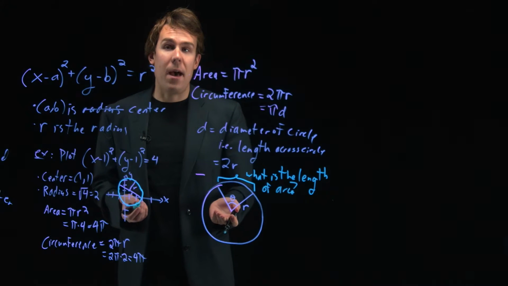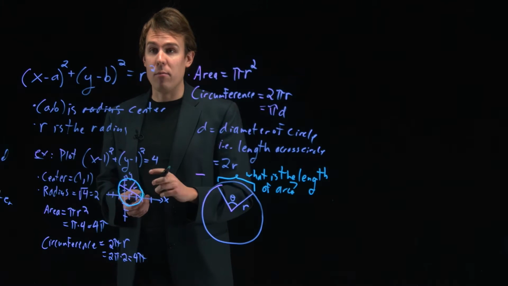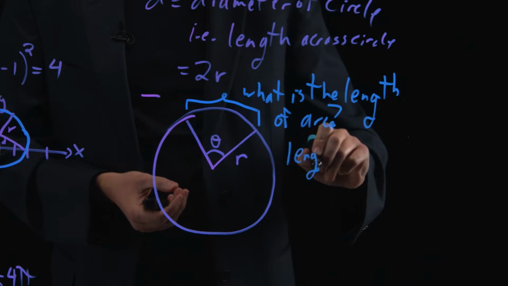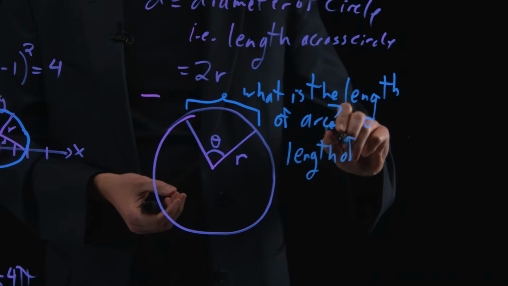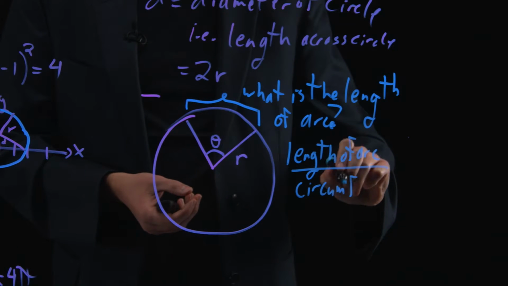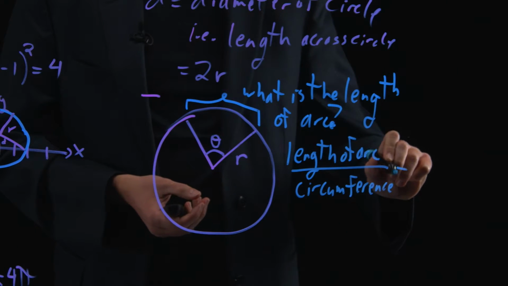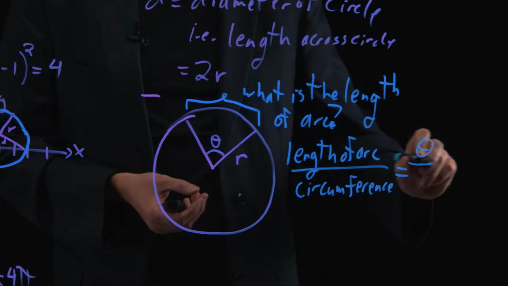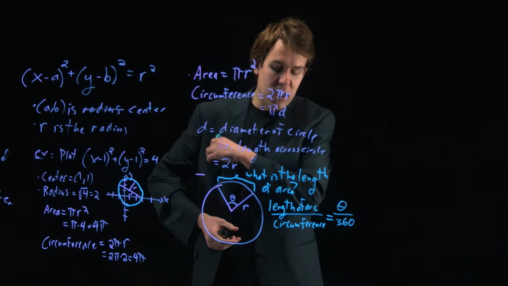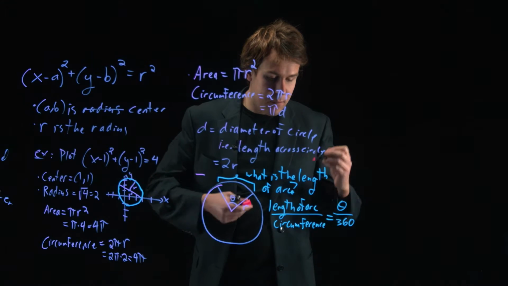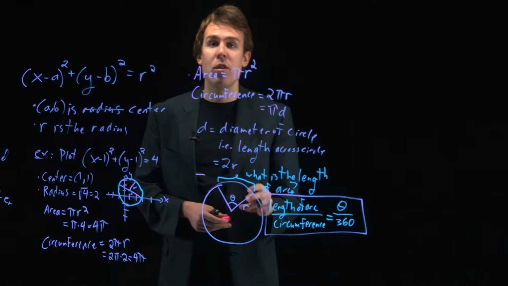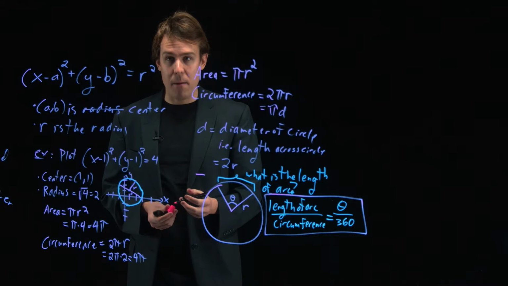So how can I compute that? Well, thankfully, a simple proportion problem will solve this. We can show that the length of the arc divided by the circumference is equal to theta divided by 360. So this tells me that if I know the angle theta and I know the total circumference, I can compute the length of the arc just by following this formula.